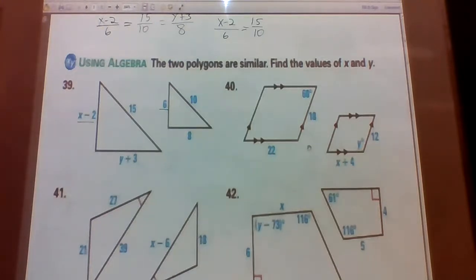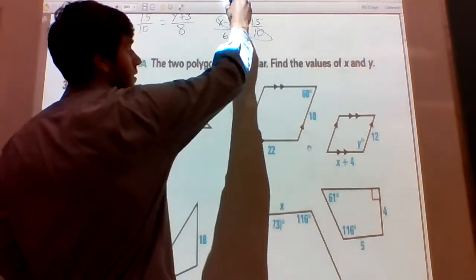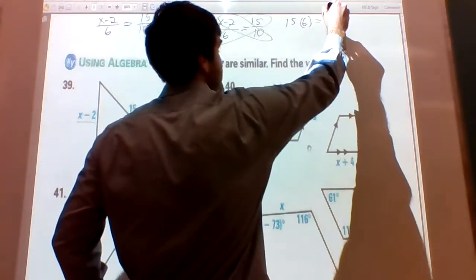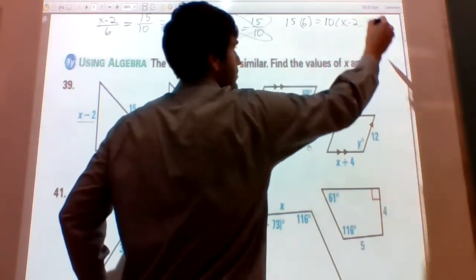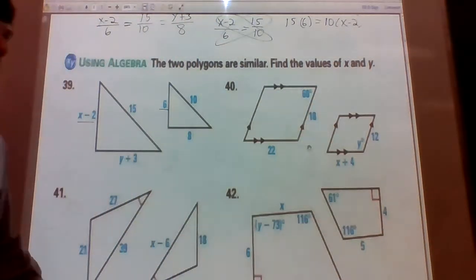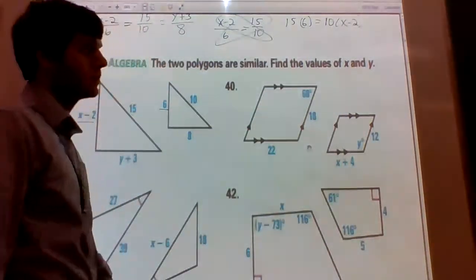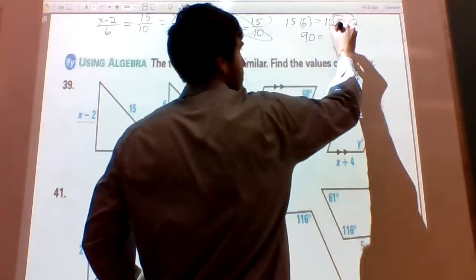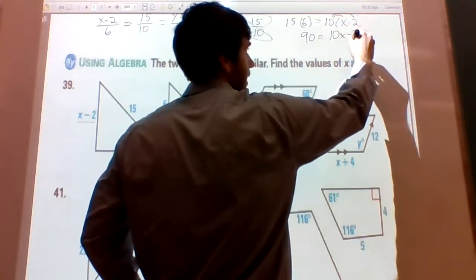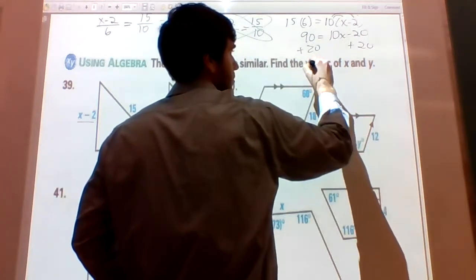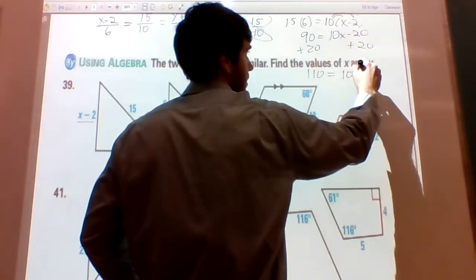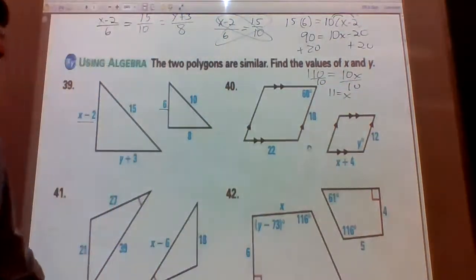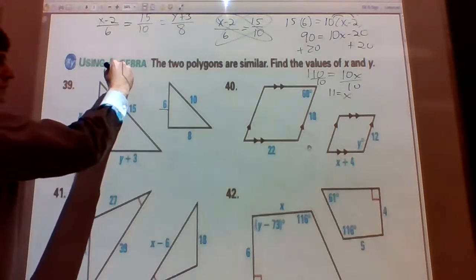How do we solve that proportion? We're going to cross multiply. So we're going to have 15 times 6 is going to be equal to 10 times x minus 2. All right, we got to distribute the 10. Well, 15 times 6 is going to give us 90. We distribute the 10, so we get 10x minus 20. Add the 20 to both sides. We get 110 equals 10x. Divide by 10. And 11 equals x. Okay, so x equals 11.